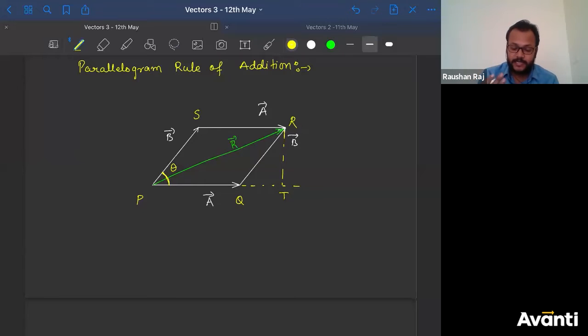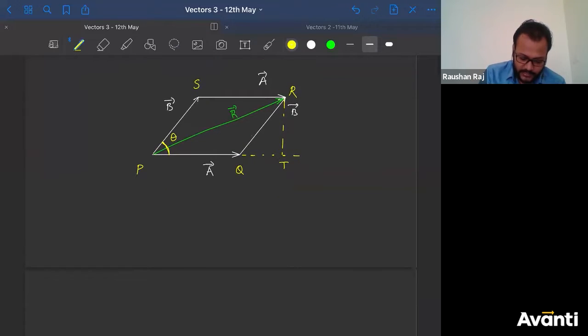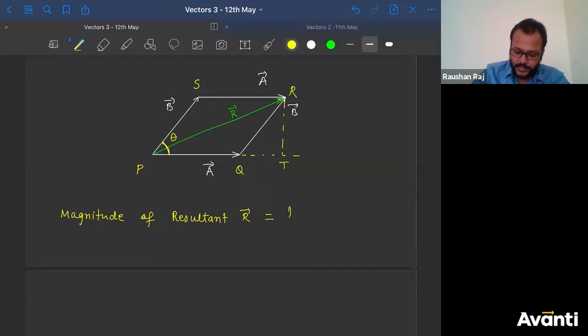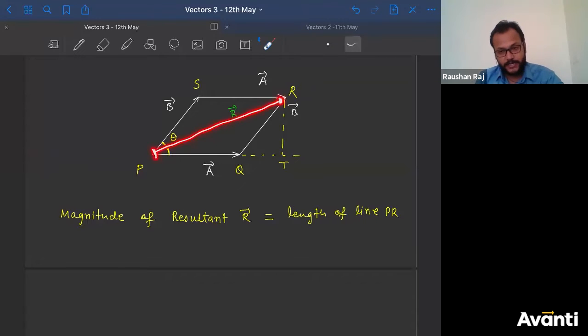If I ask you what is the magnitude of the resultant vector R, it can be written as the length of line PR. That is nothing but the length of line PR. If I know the length of this line, I'll get the answer. So how are we going to find this length?